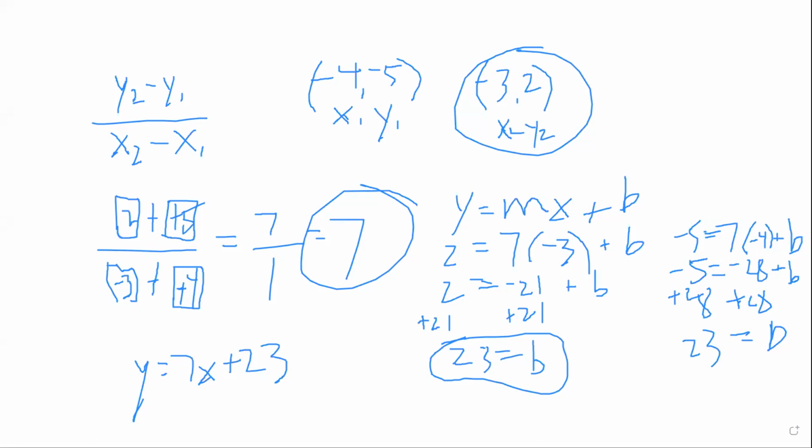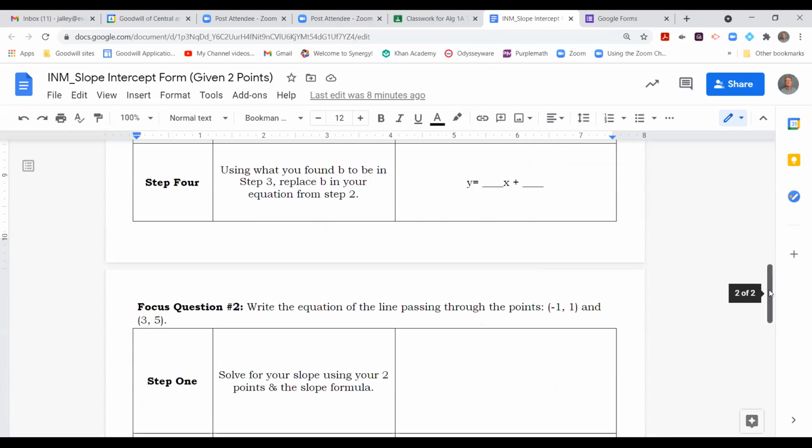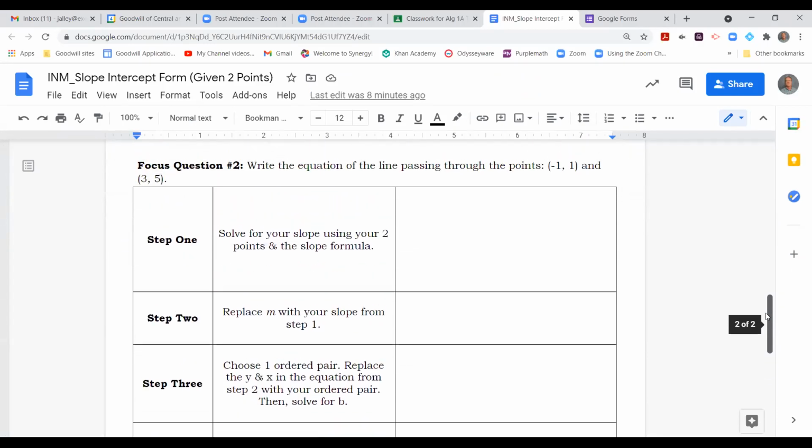All right, so there should be another example on here for you guys to do. And yeah, I think there's only this one. So we'll do the same as we did before. I'll pause this so you guys can work on it.